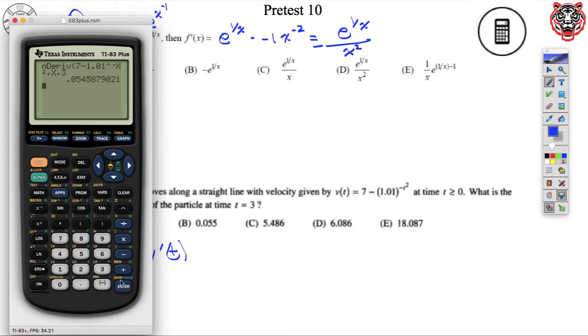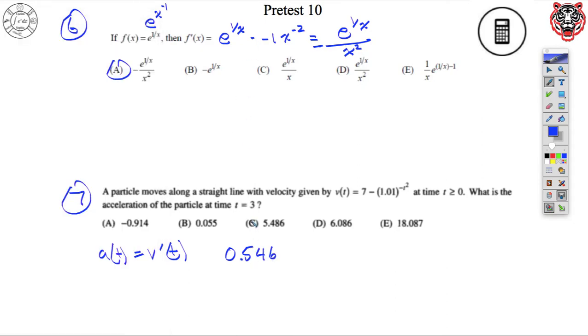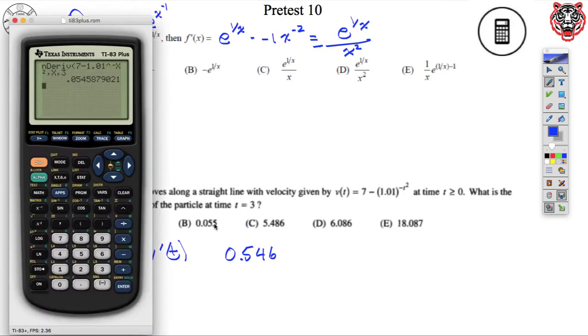And I can just hit enter, and it says that is 0.0546. 0.546. So that's 0.546. And do I have an answer out here? Why? Oh, 0. Did I mess up? Oh, I forgot the decimal place. So it should be 0.05 and then rounding 0.55. That's why it's right there. Okay, perfect. Sorry about that.